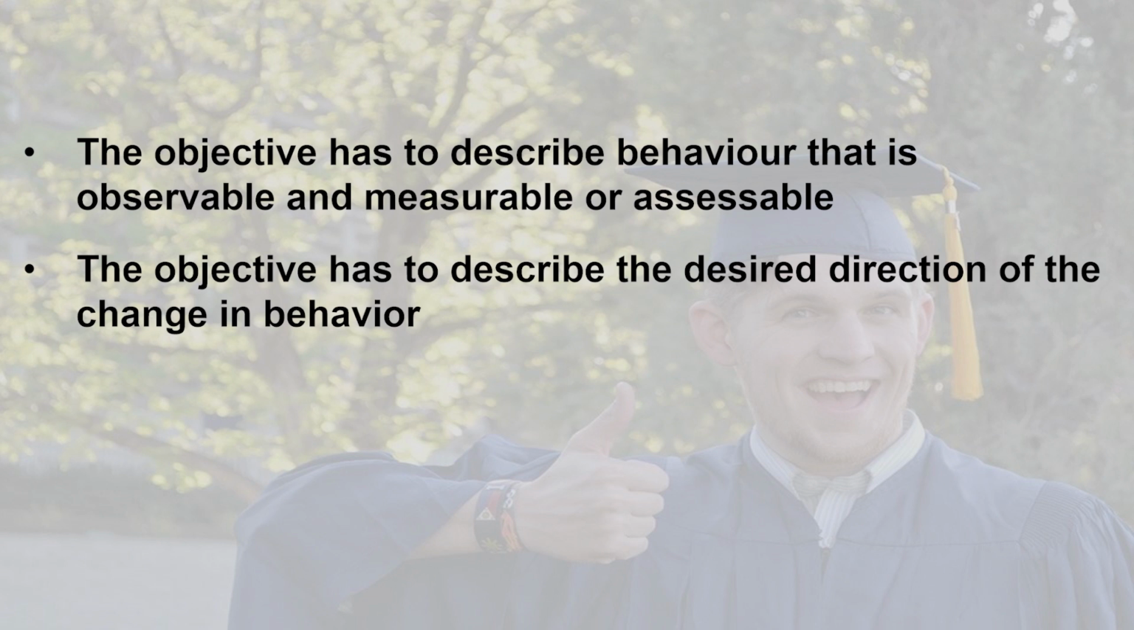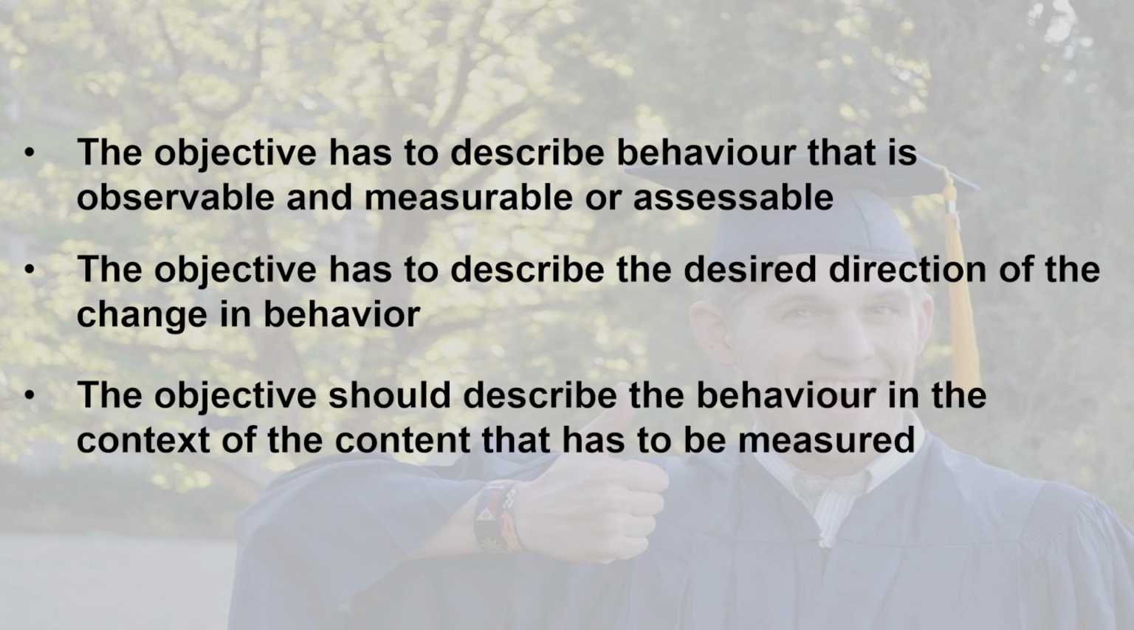the direction of the change has to be specified. The next would be the objective should describe the behavior in the context of the content that has to be measured. So for every social learning, the desired behavior is context specific. It is culturally specific. What the social context of that area, of that country, of that society, or that educational system. So it has to be specified and desirably measured in the similar way, which would be same for all the places that the similar instruction has been given.